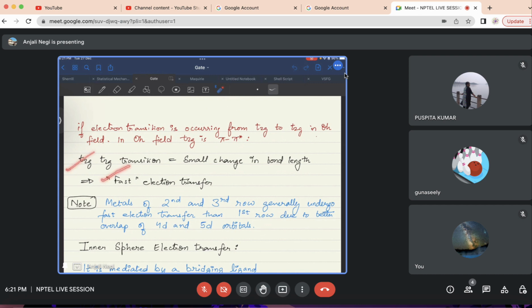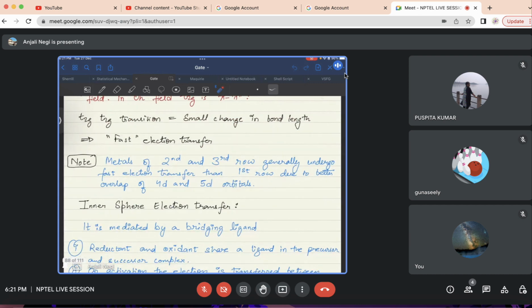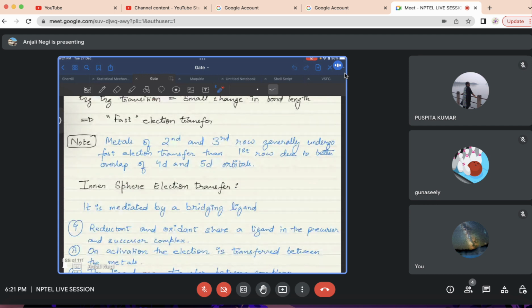Okay. So this is another point, that the metals of second and third row generally undergo fast electron transfer than the first row due to better overlap of 4d and 5d orbitals. So the bigger the orbitals, the better the overlap, and the better the overlap between the orbitals of the two complex metals, the faster the electron transfer.